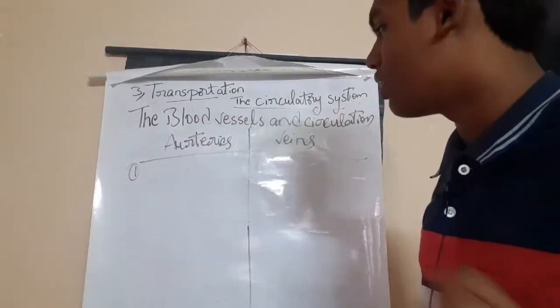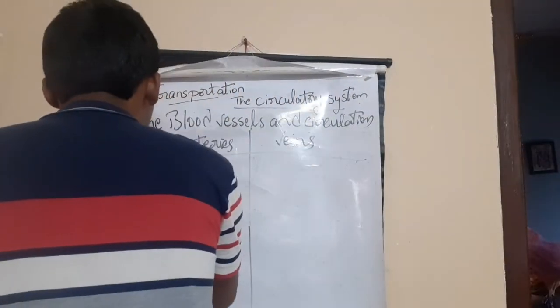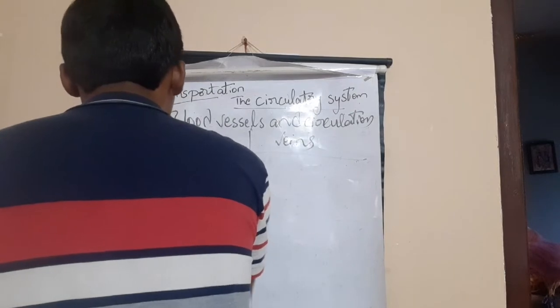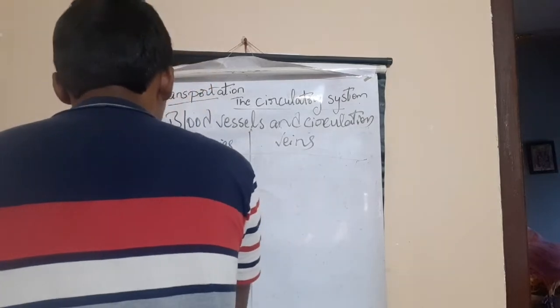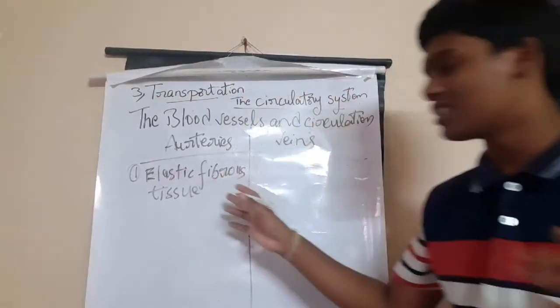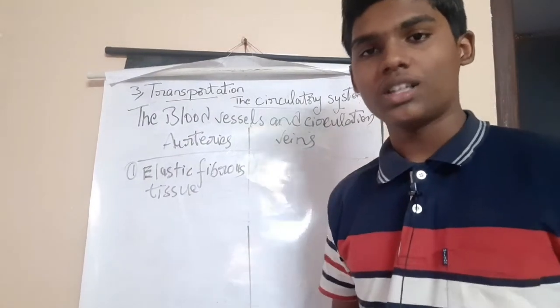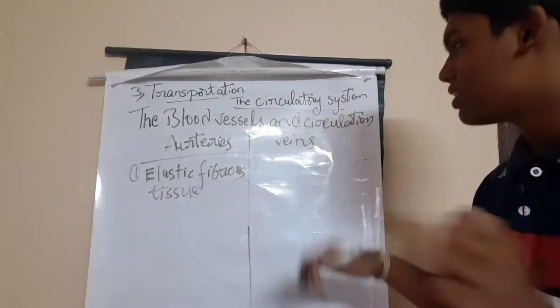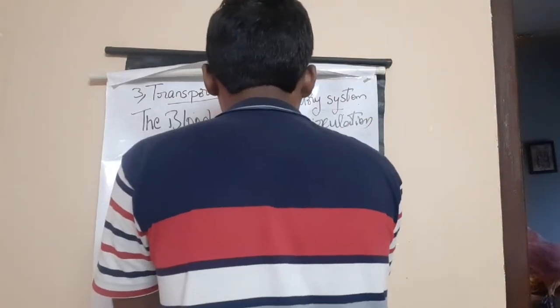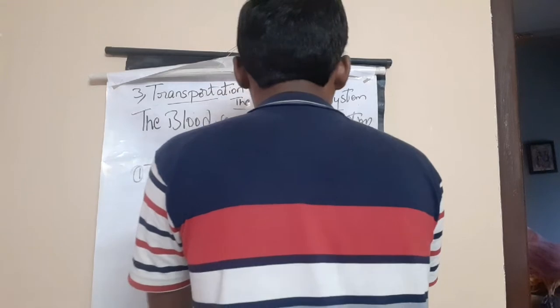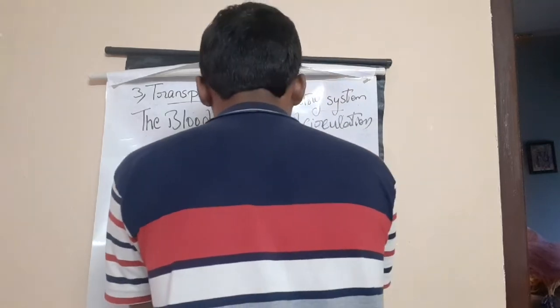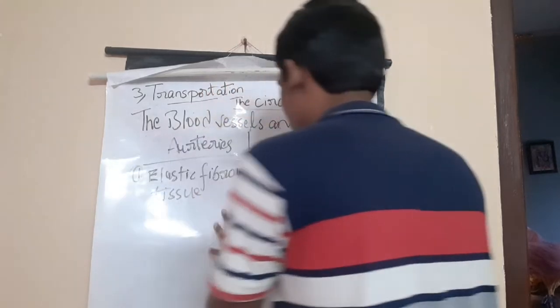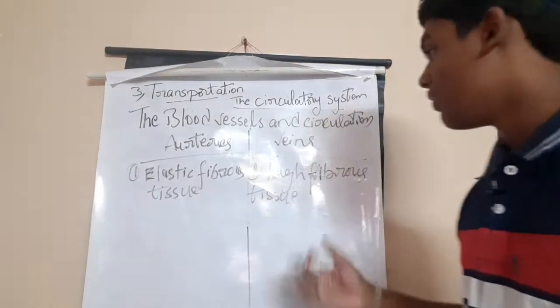First of all, arteries are made up of elastic fibrous tissue. This is in the structure only. You will see this elastic fibrous tissue in the structure of the arteries, which is given in your textbook, and veins are made up of tough fibrous tissue.